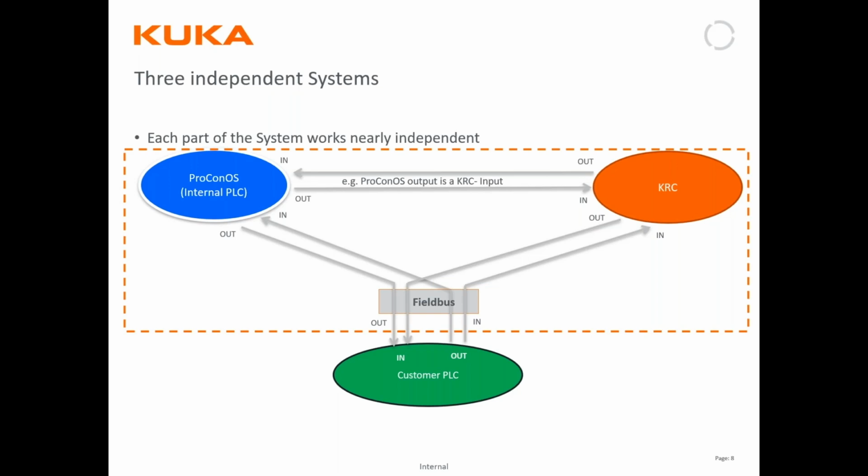Then there is the customer PLC. The external PLC is responsible for overseeing and executing additional automation processes within the production environment. It communicates bidirectionally with the internal KUKA system via the fieldbus, enabling integration with broader industrial setups.